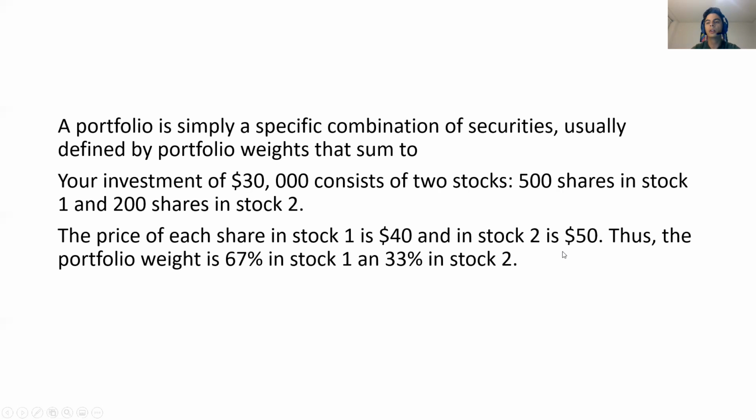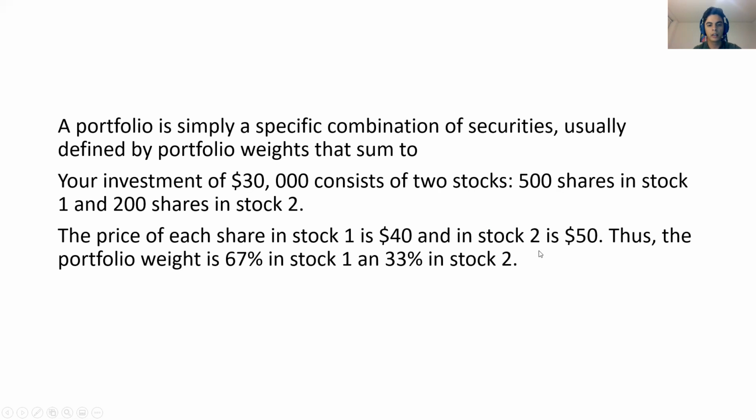This is one example. You can also have two currencies like dollars and euros. That's another example. You can have two derivatives. You can have two interest rates. You can have any financial asset, right? So in this example, we are focusing on stocks. So you have stock one and stock two.